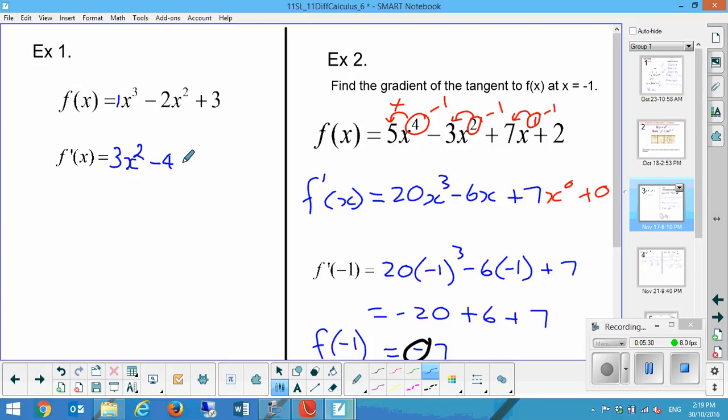It was x squared, so it's now x to the 1, but we don't need to write the 1. That's a constant, so that becomes a 0. We don't need to write anything. So there's our derivative function.